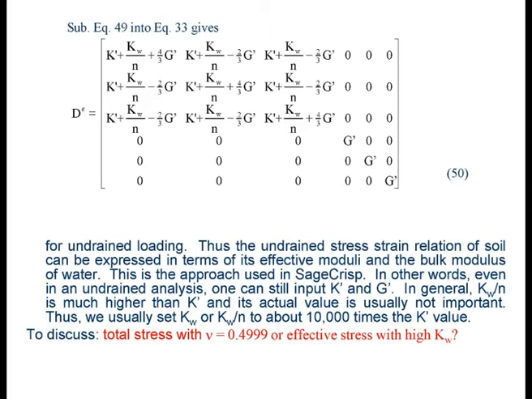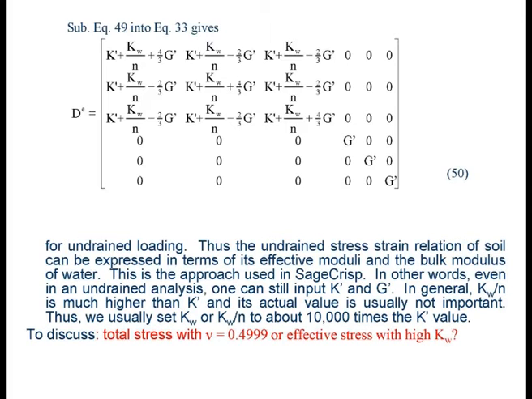So basically, you have put in effective stress parameters. The program adds on a very big term to some of the coefficients, some of the entries in that matrix, and what comes out looks like a total stress strain matrix. Is that all right? So this is how the total stress strain matrix is generated. And the effect of this is in essence similar to doing a total stress analysis with a Poisson ratio of 0.4999 or something like that.